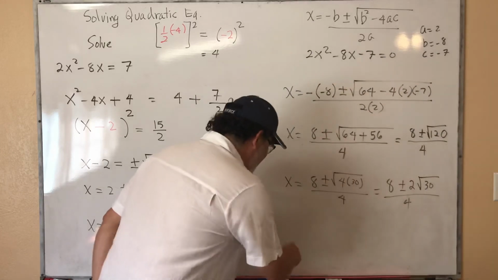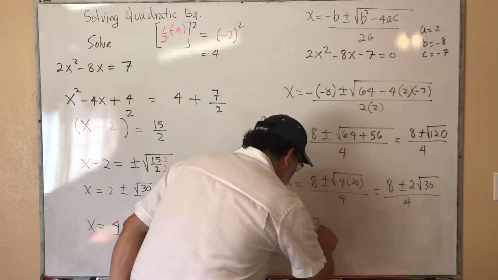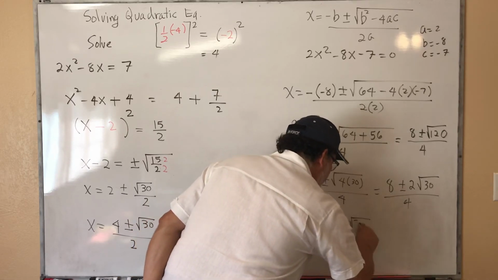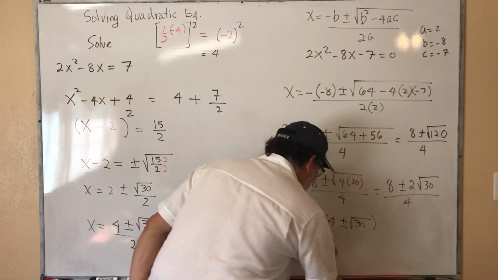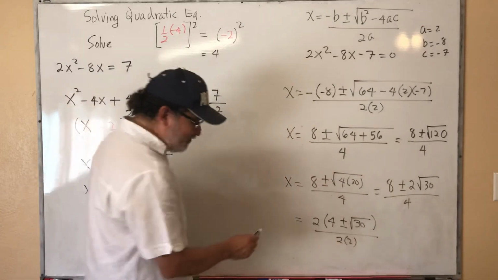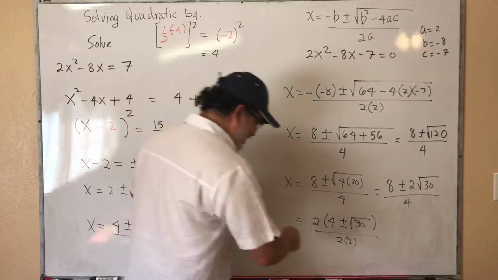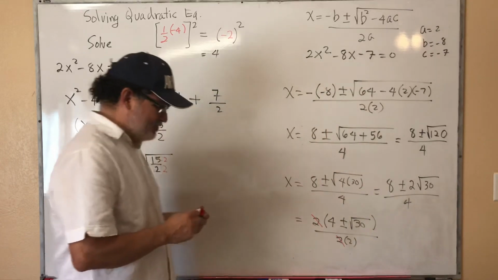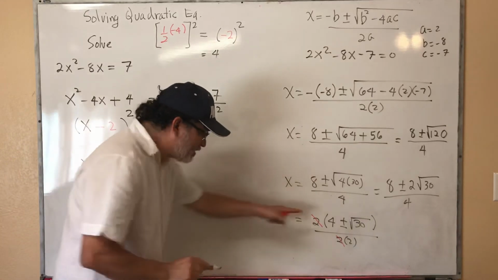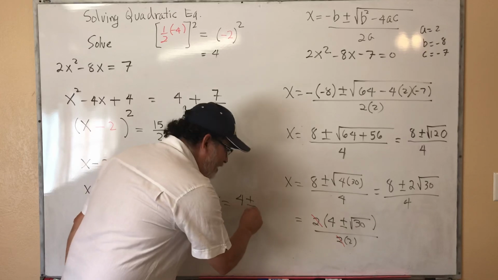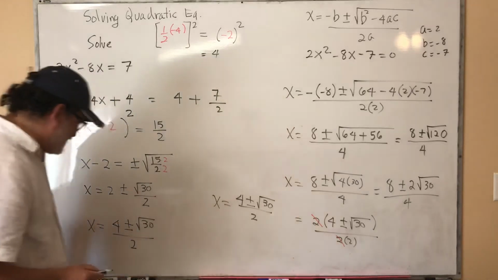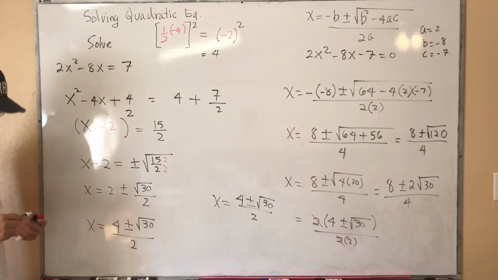So therefore, take out a 2. 2 times 4 plus minus the square root of 30, all over, and this 4 is 2 times 2. This 2 cancels that 2. And what did we get? We got x equals what? That 4 plus minus the square root of 30 all over 2, same as before. Okay.